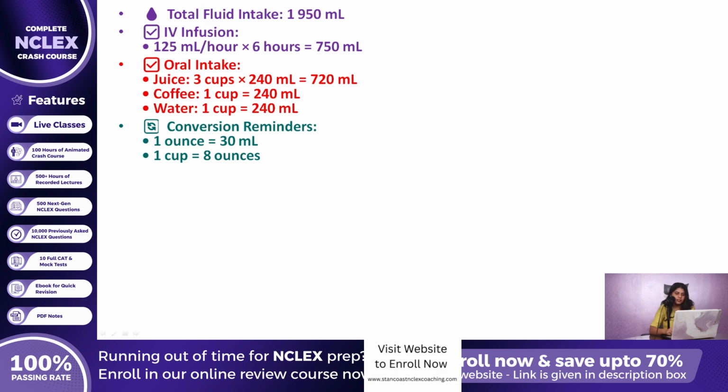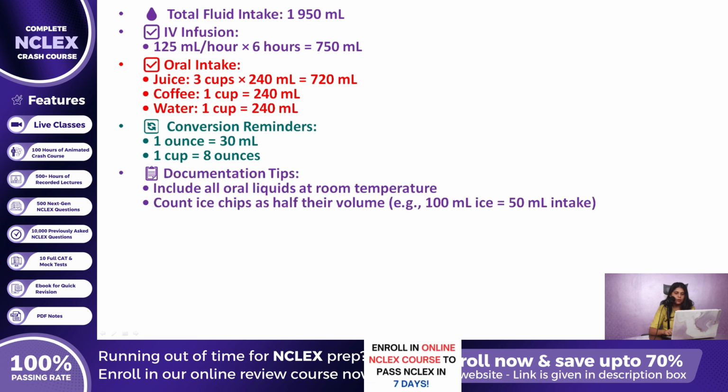Remember that 1 ounce equals 30 milliliters, and 1 cup equals 8 ounces. Include all oral liquids at room temperature, and count ice chips as half volume in intake records.